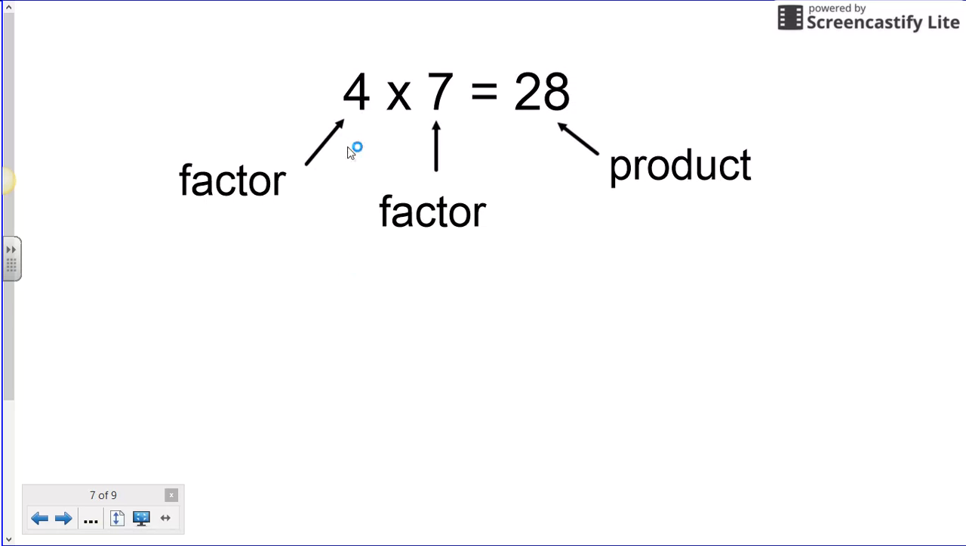Okay, so here we have 4 times 7 equals 28. So look at it this way. Your groups, which is the 4, and your items in each group are both going to be factors. Let me say that again. Your groups and your items in each group are going to be your factors. The answer of your total number of items is always going to be the product.